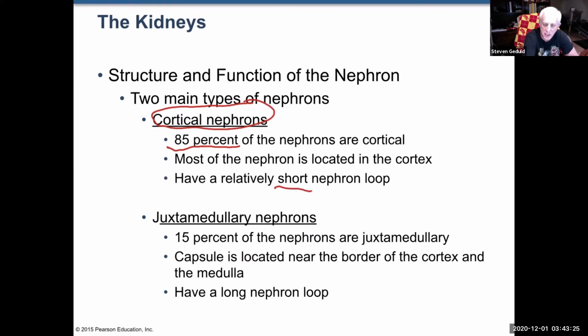Okay, 15% are juxtamedullary. They extend down deep in the nephron. That makes about 15% of them. The capsule is located near the border of the cortex and medulla, and they have a long nephron loop extending into the medulla of the kidney. Okay, so know the difference between cortical nephrons and juxtamedullary nephrons.